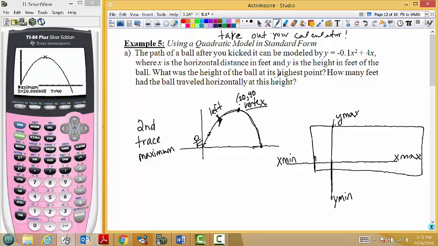What was the height of the ball at its highest point? And that's over 20, up 40. So the height was 40, and that's feet. And how many feet had the ball traveled horizontally at this height? 20 feet. Okay.